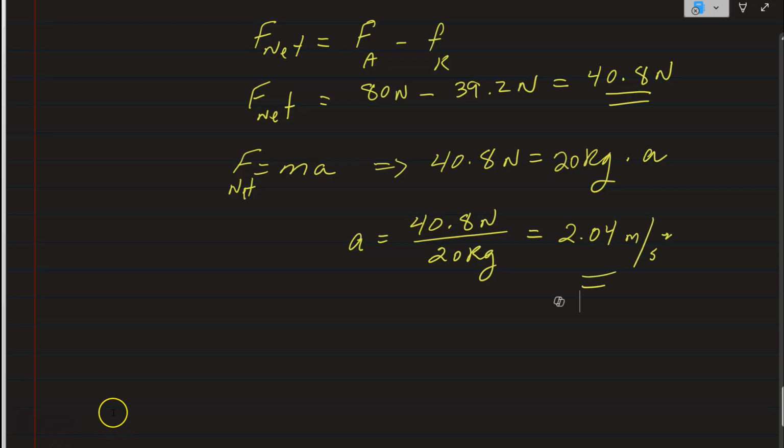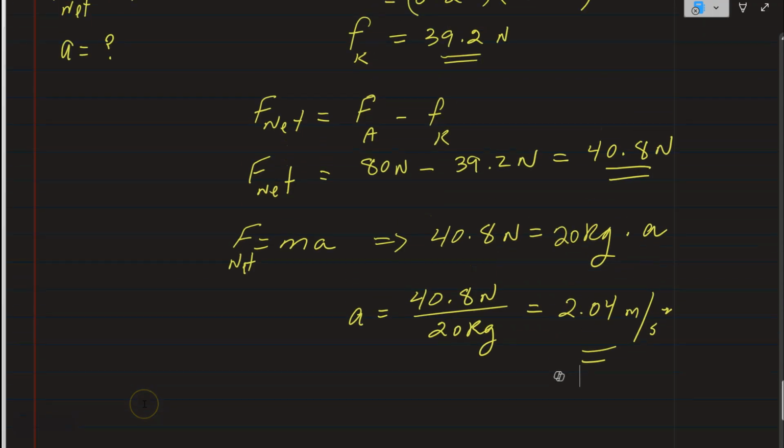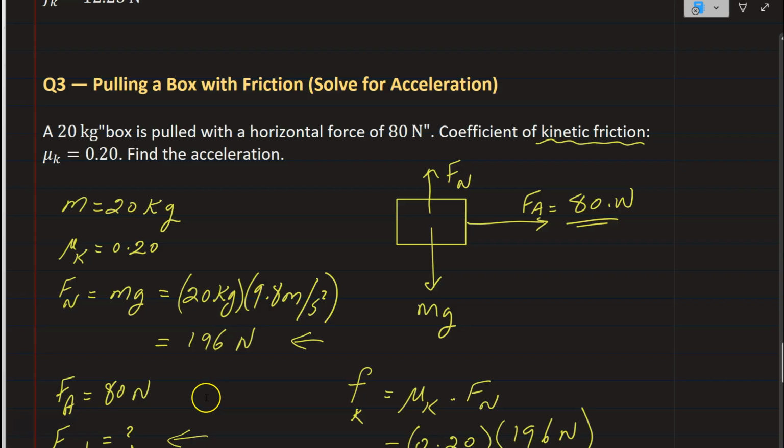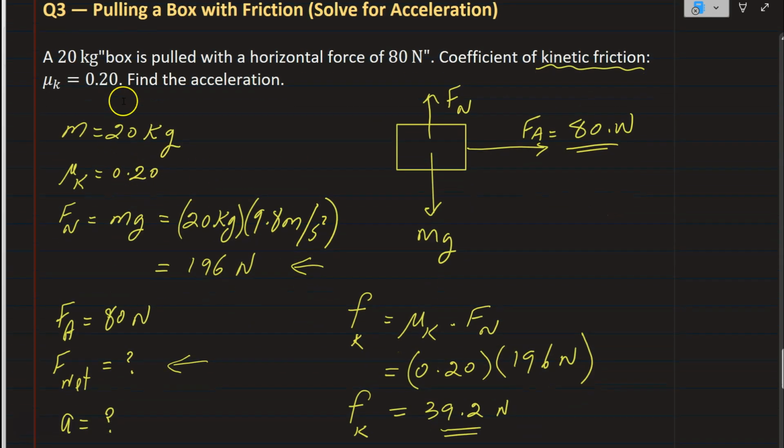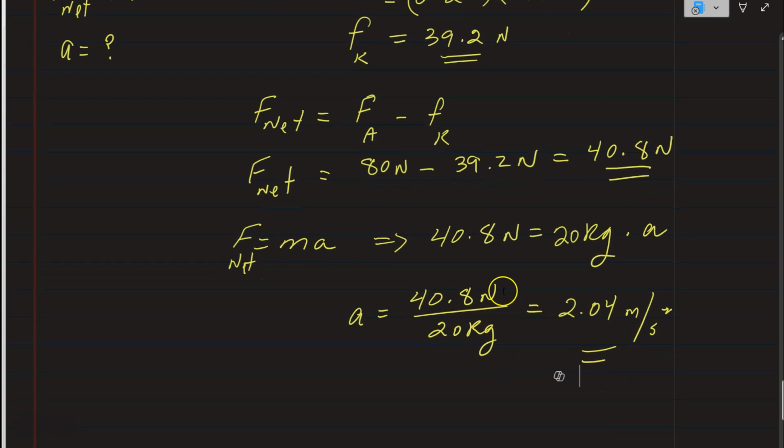And to check the calculations in terms of sig figs, let's double check. Do we have 3 sig figs or 2? Well, we do actually have 2 really, but if you leave it at 3, that's okay. In this case, we left it at 3. So you can put 2.0 meters per second squared if you want to, but leave it like that for 3 sig figs. Okay? All right.